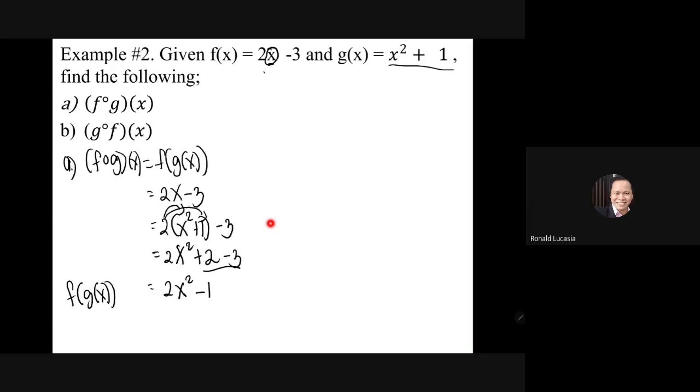Now let us try the second one, which is g composed of f. At na-accept ko ba yung ano? Wala. Okay.